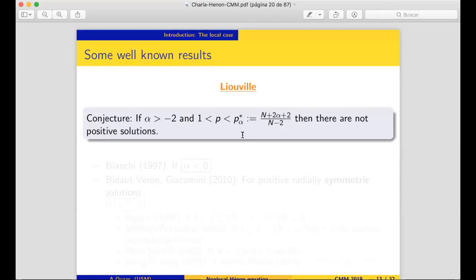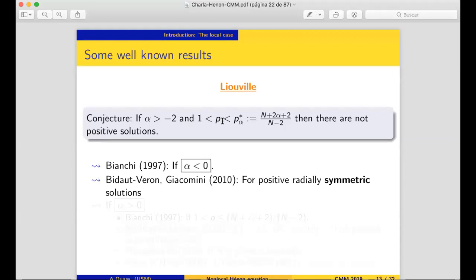That's the conjecture. It's more or less solved, I think, so it's not really a conjecture now, but it was a conjecture. There was a work by Bianchi for alpha negative, using moving planes to prove non-existence, and then Veroni and Giacomoni also proved the radial symmetry of all solutions for alpha negative, and Bianchi proved it in the same paper.